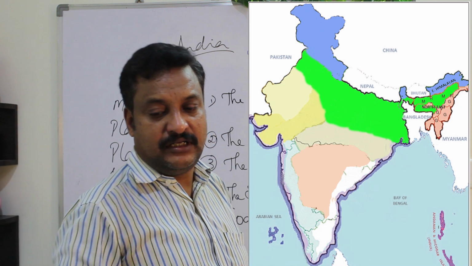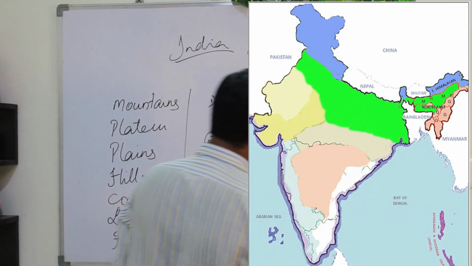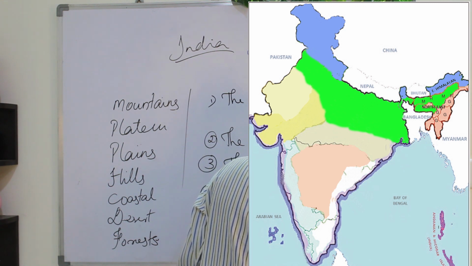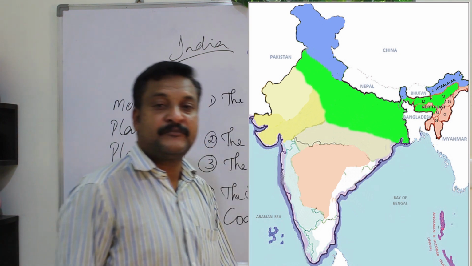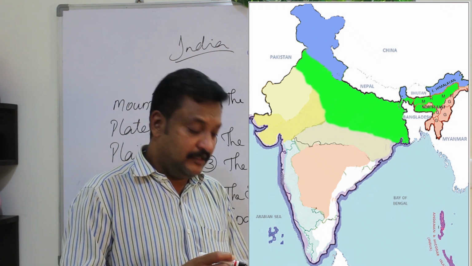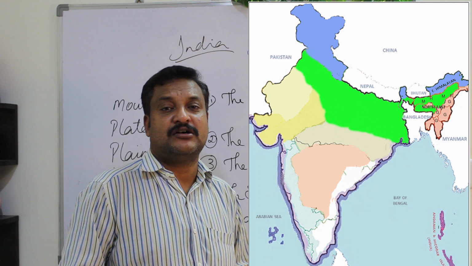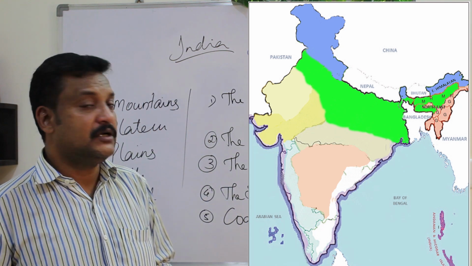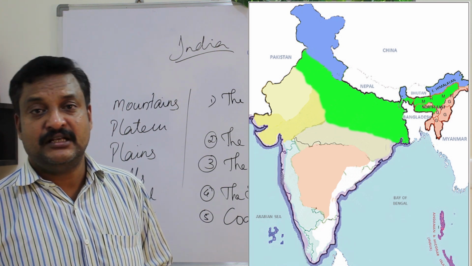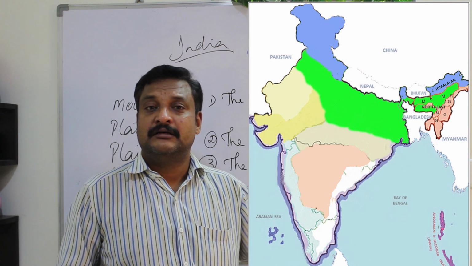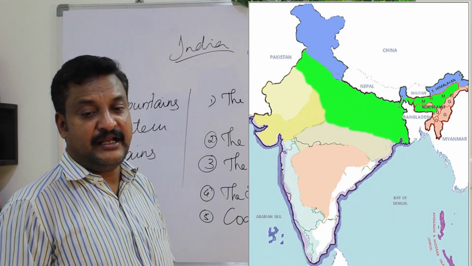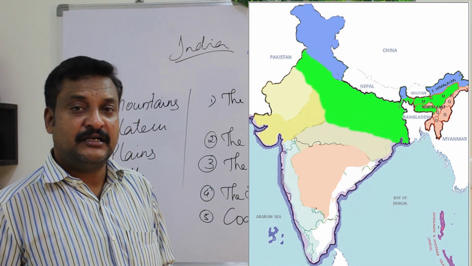And the total length of this coastal line is 7,500 kilometers. So what is the length of the total coastal line of India? You can see in the map, it's colored differently there. The coastline is 7,500 kilometers long. The coastal plain on the eastern side is because of the Bay of Bengal, on the southern side because of the Indian Ocean, and in the western side we have the Arabian Sea.